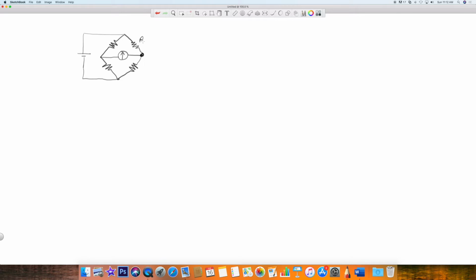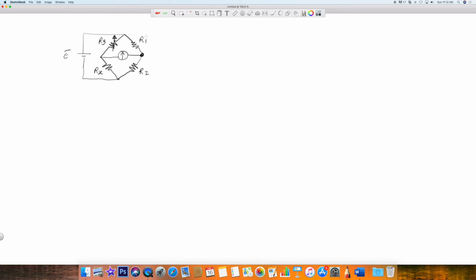Now, let's call this one R1, R2, R3, and we're going to call this one RX. And you know what? R3, I'm going to make it a potentiometer. That means I can tweak it to change some values for R3. Now, here's the point.